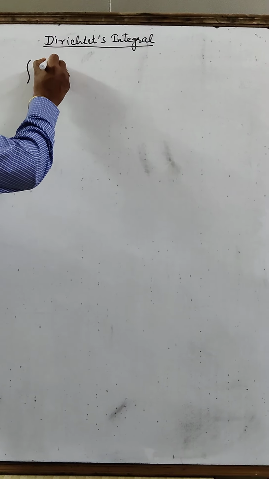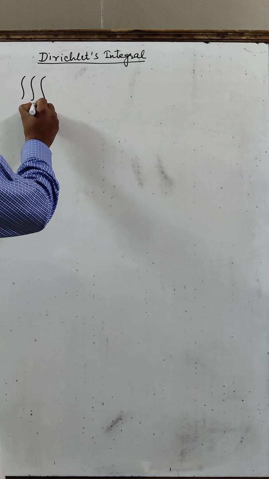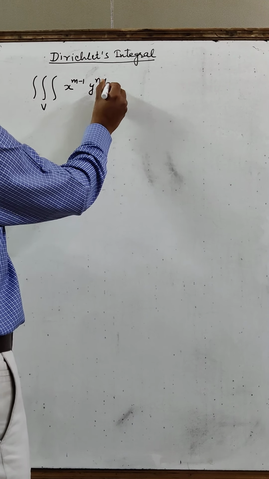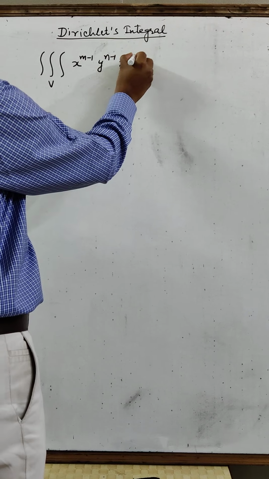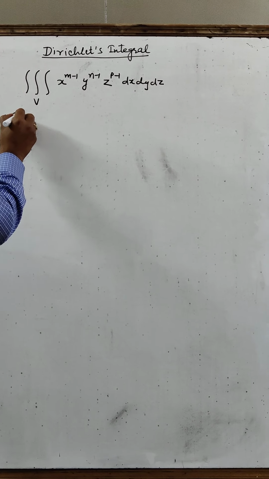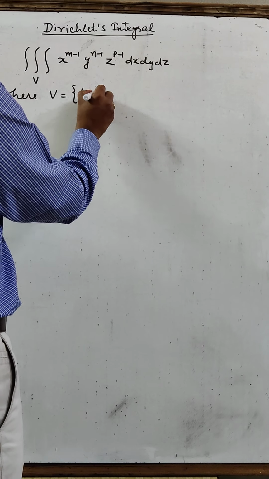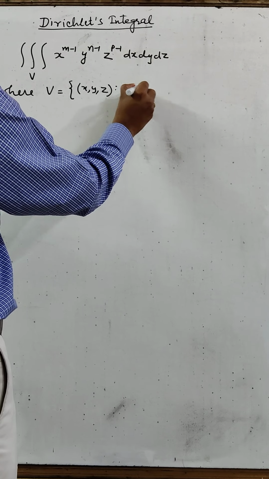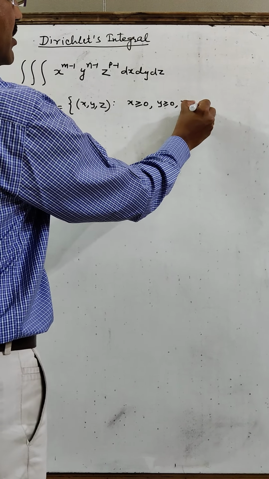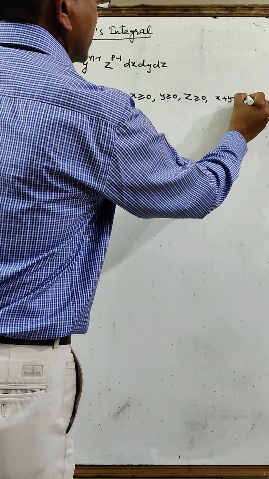Any integral, either a double integral or a triple integral, over an area or a volume of this type: x raised to the power m minus 1, y raised to the power n minus 1, z raised to the power p minus 1 dx dy dz, where V is the volume bounded by x, y, z such that x is greater than or equal to 0, y is greater than or equal to 0, z is greater than or equal to 0, and x plus y plus z is less than or equal to 1.